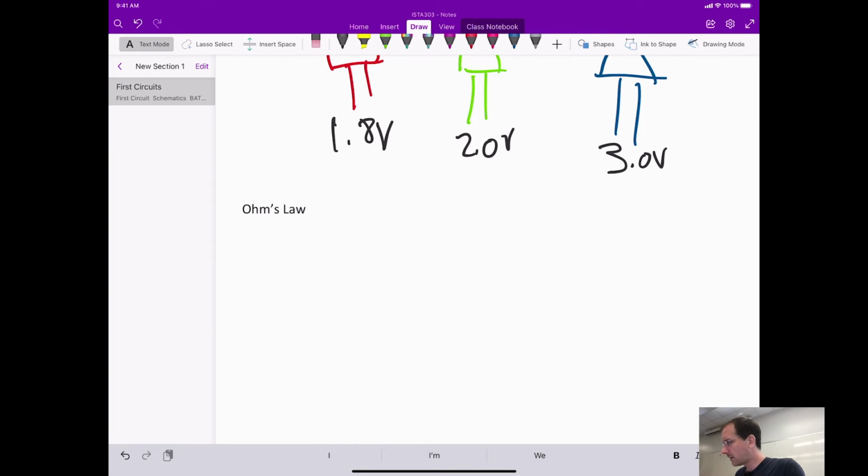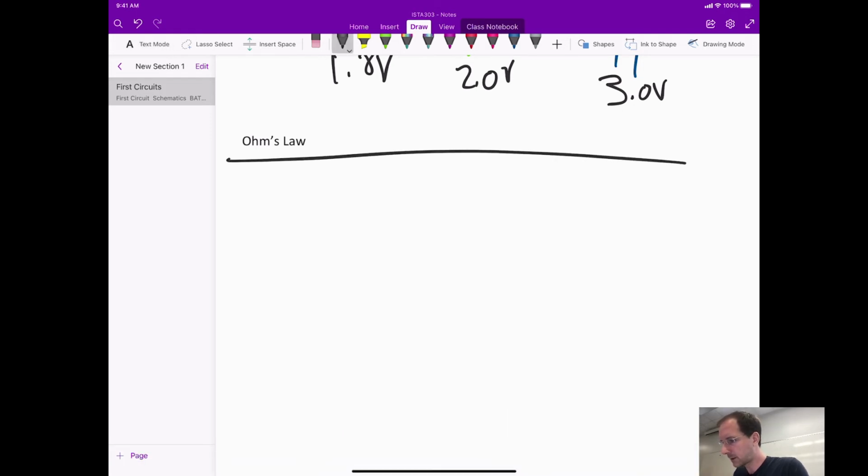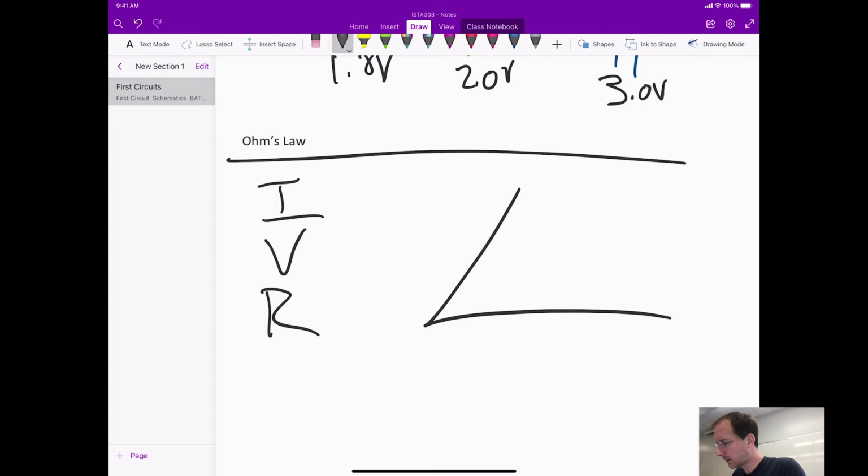So Ohm's law says that the current through a conductor, and current is usually I, is related in some way. It's proportional to the voltage through the conductor and the resistance across the conductor. And we can draw our triangle with V, I, and R.